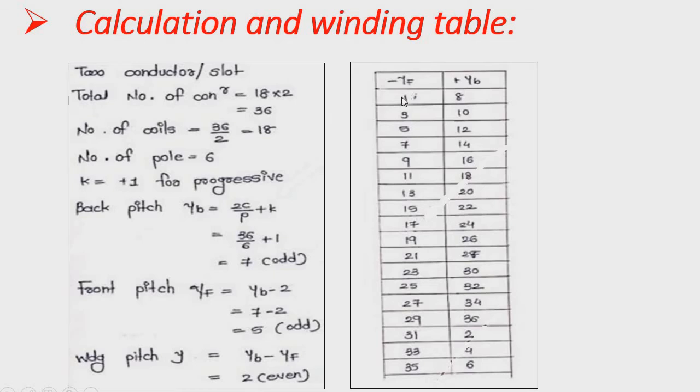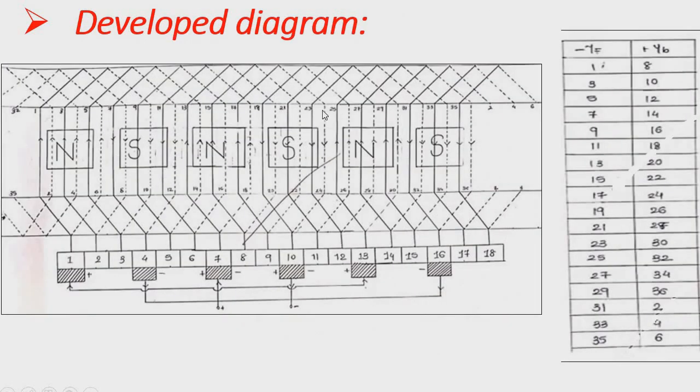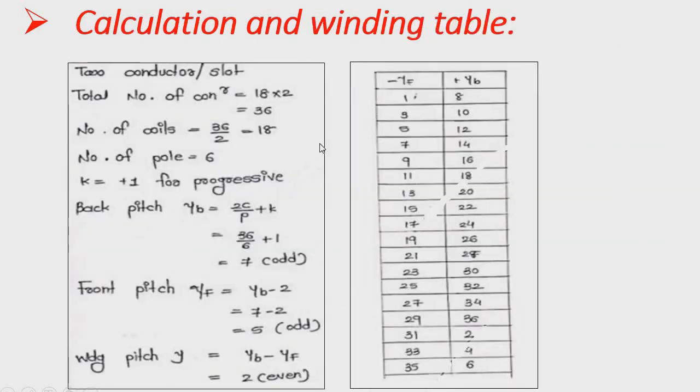Winding always starts from conductor number 1. So now the winding table is like this. This is conductor number 1, and we know the back pitch is 7. So our next conductor is found by 1 plus YB, and here our YB is 7, so 1 plus 7 is 8.